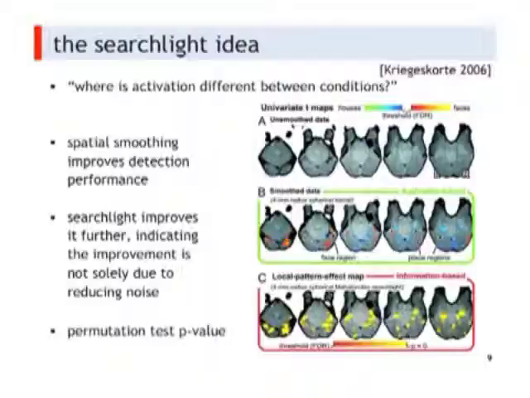The rest of the talk is not so much about that, and he used permutation test p-values to test this, and I'll get into that later. So I'm introducing this because, on one hand, it's historically relevant, but also because the idea of looking at small windows became very pervasive.